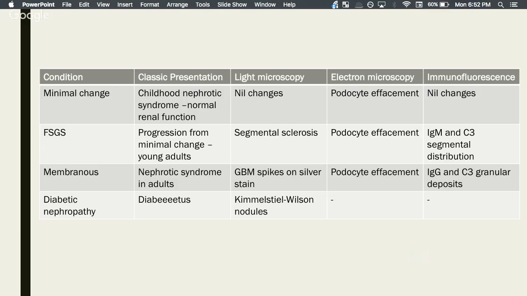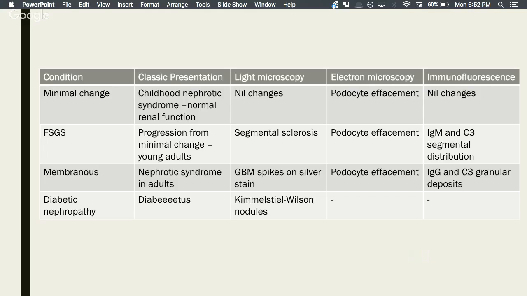Your picture would be a kid comes in slightly swollen, fairly normal renal function, no changes on light microscopy, and podocyte effacement on electron microscopy. And that's your minimal change picture, and they tend to get better.